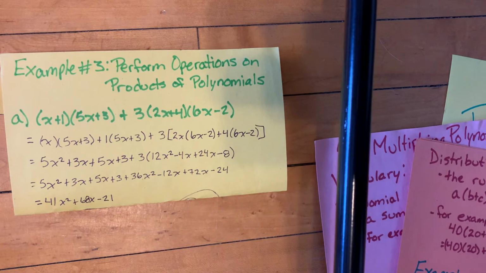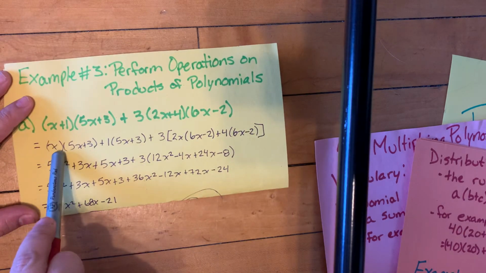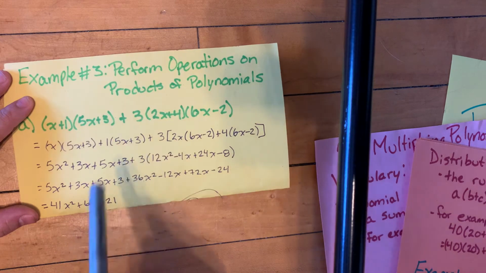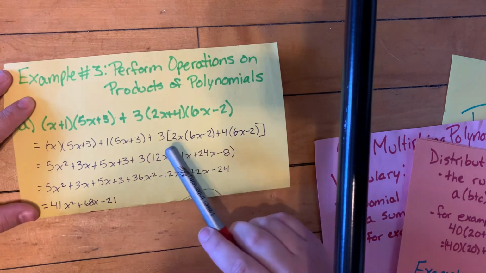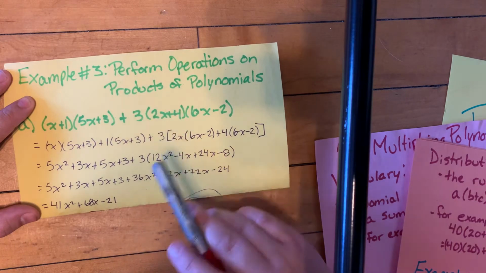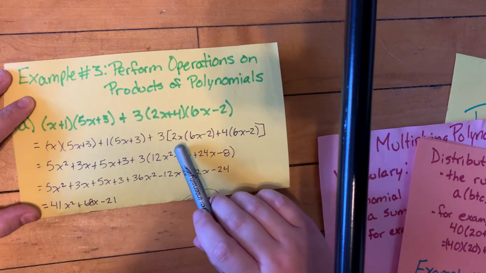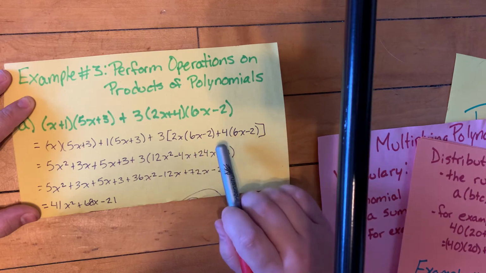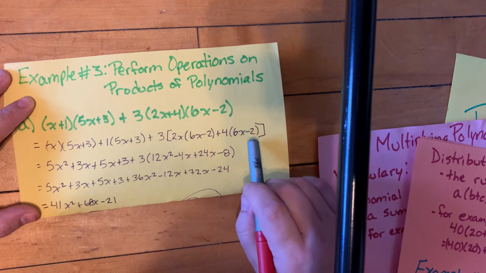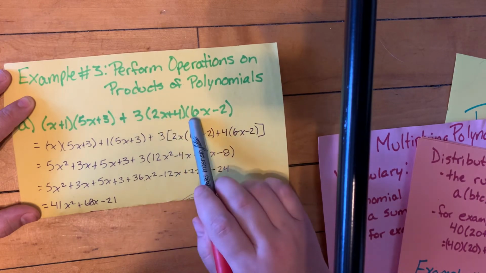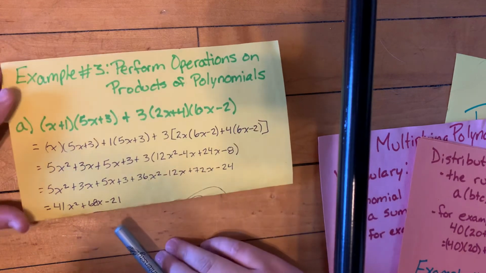break that down and distribute it to our 5x plus 3. So we're going to go x times 5x plus 3 and 1 times 5x plus 3. Then for our 3 times 2x plus 4, we're going to go with 3, and use our square brackets so we don't get too confused, times 2x times 6x take away 2 plus 4 times 6x take away 2. All we did was we took this and broke down the pieces to multiply individually by this.